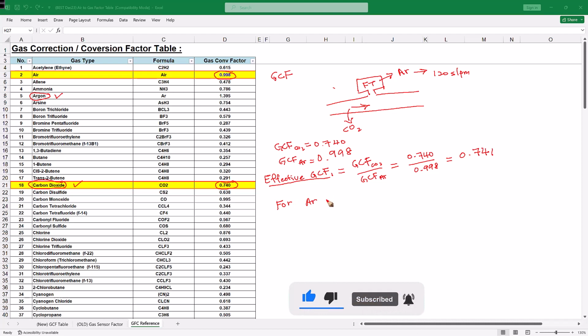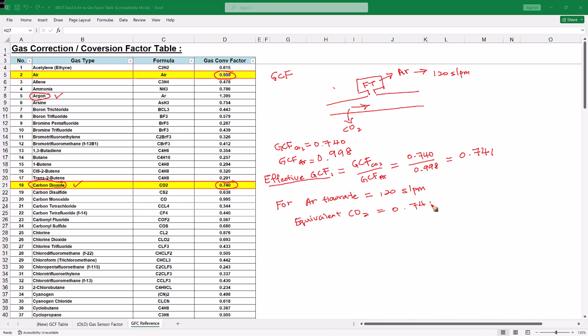Then for an argon flow rate of 120 SLPM, standardized liter per minute, the equivalent carbon dioxide flow rate is 0.741 multiplied by this 120. So you will get 88.97 standardized liter per minute. Alright?